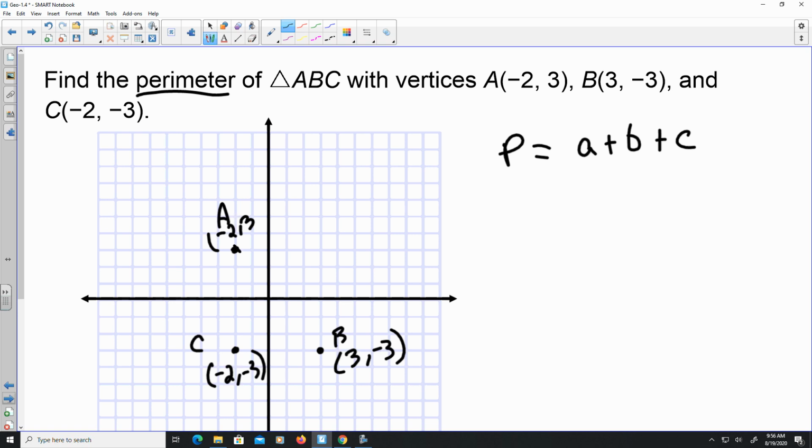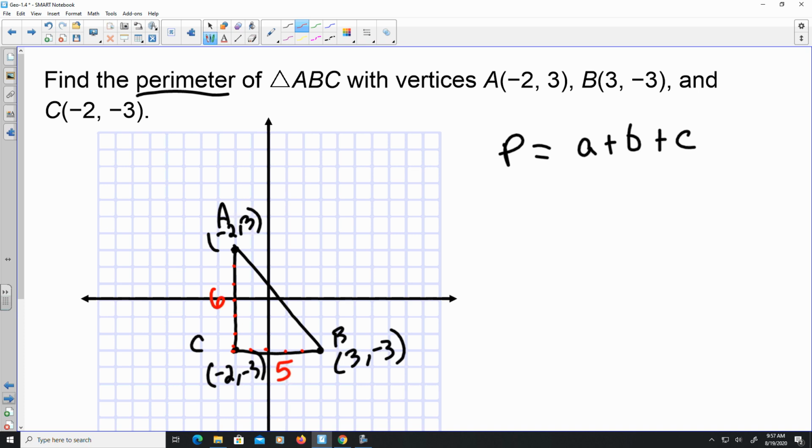So A, B, and C. So this is the triangle. All right, so what makes this one not too bad is we can count two of the sides because they're right along here. So I can say that BC is at 1, 2, 3, 4, 5. So that's 5. And AC is at 1, 2, 3, 4, 5, 6. So that's 6.